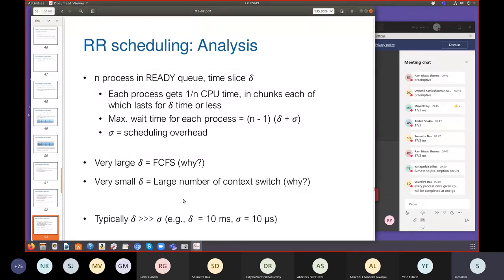Of course, there is another requirement here. We want sigma to be really small, even much smaller than delta. Typically, delta would be say 10 milliseconds, but sigma would be 10 microseconds. Because sigma is scheduling overhead, and we want the overhead to be very low. That is why we have been saying that we want the scheduler to be very fast. There is no point in designing a very complicated scheduler which takes say delta by 2, because then there will be too much overhead in the system.